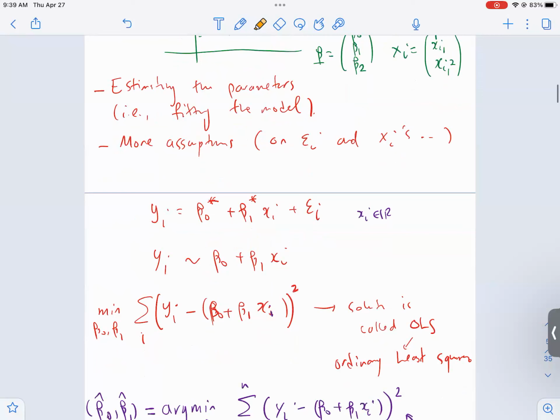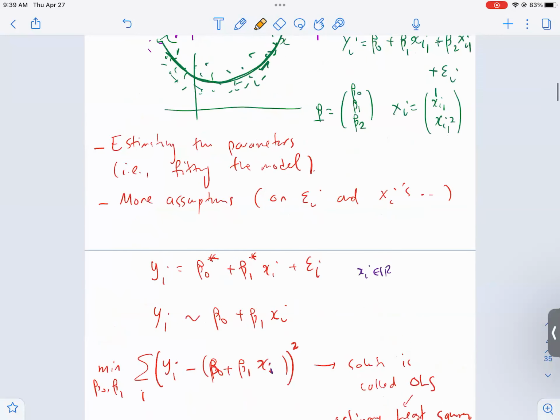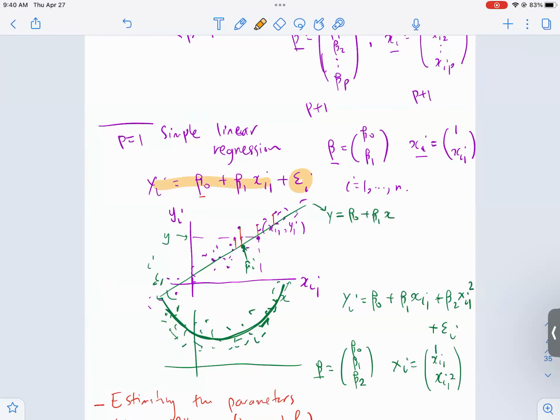And then we talked about estimation. The key point here is that I'm posing this model, but this is really a class of models. For every beta 0 and beta 1, you get a different model. And we want to see which one of them is closer to the data, which one predicts the data well. This is the act of fitting the model or estimating the parameters of the model.